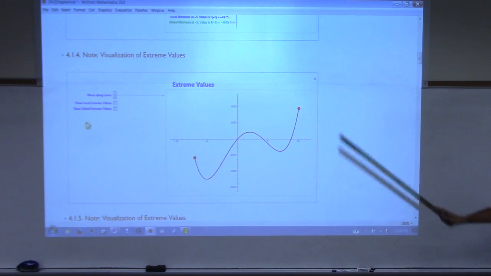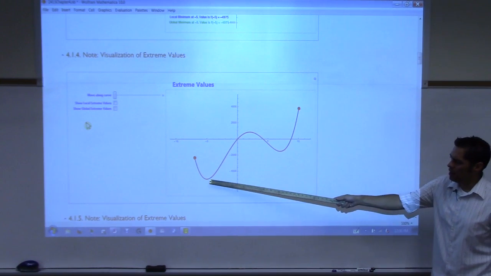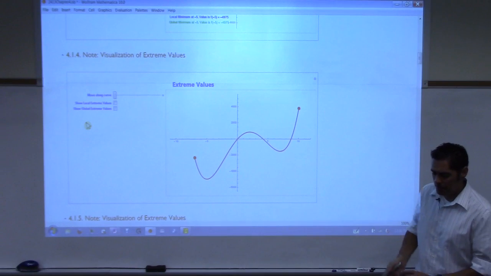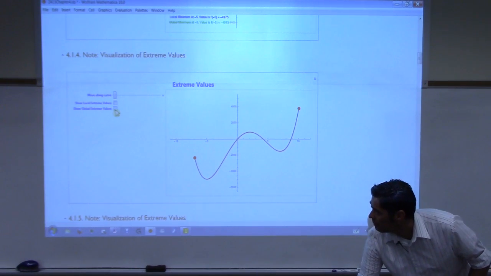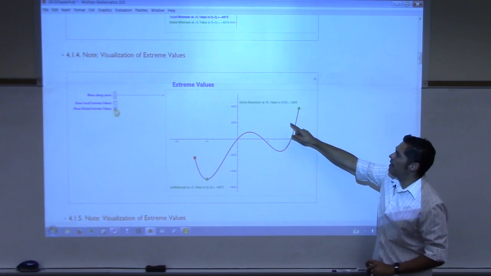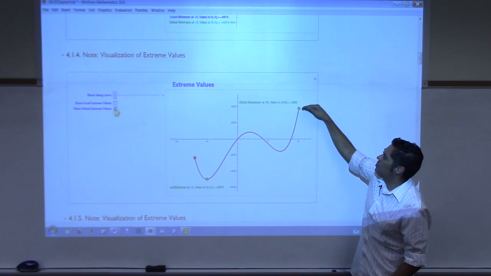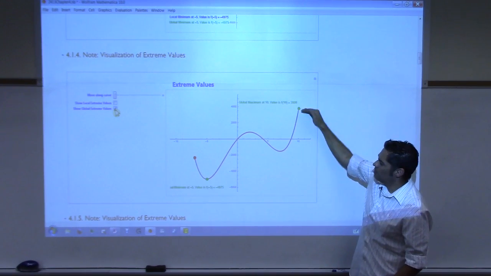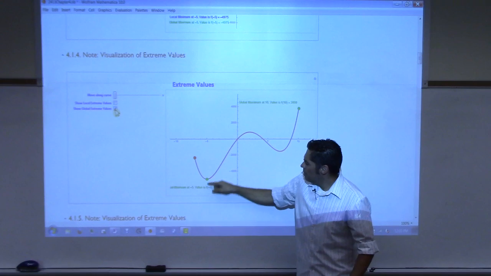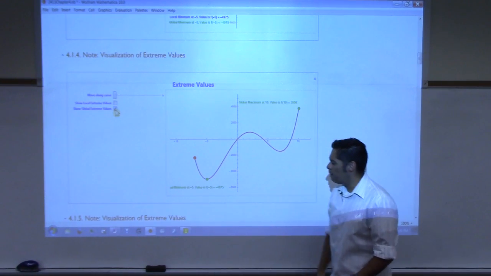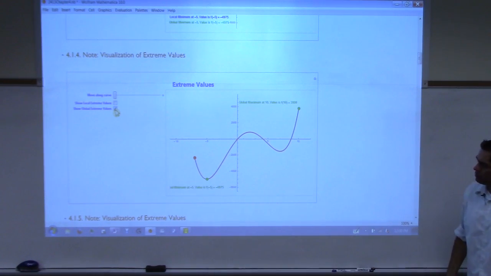Agreed? What is the global minimum? Last hump on the left. This hump on the left, this lowest point right there. Do you all see it? So if I label these, here we have a global maximum. The value of the function there is 3,800. That's how high up it is. This is our global minimum, lowest point, negative 4,975 again.